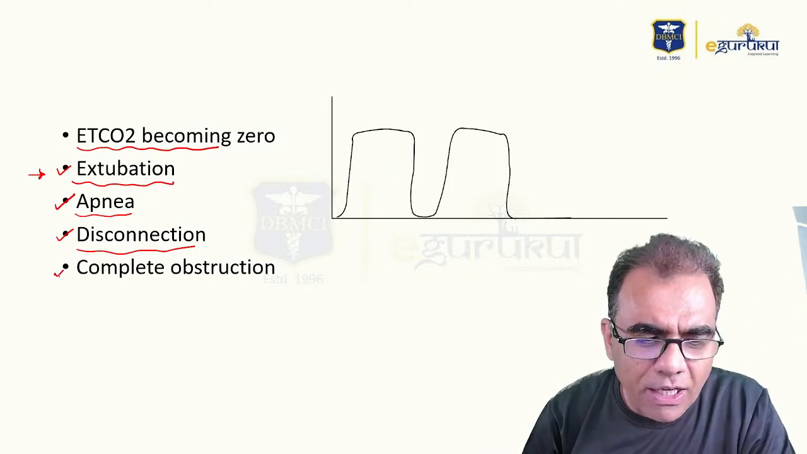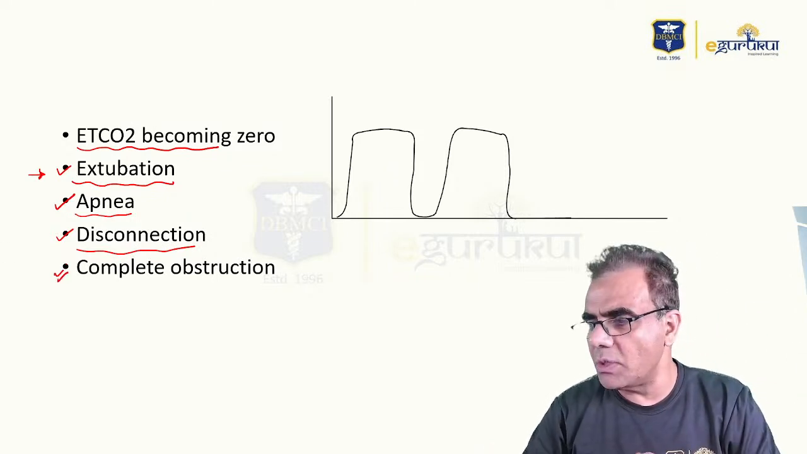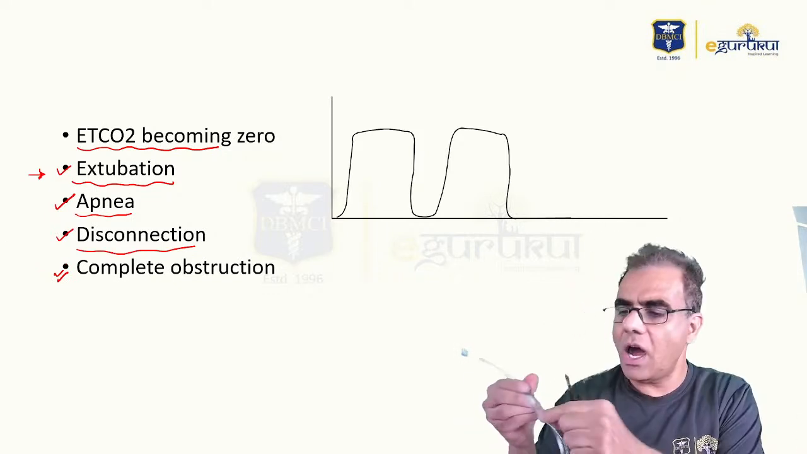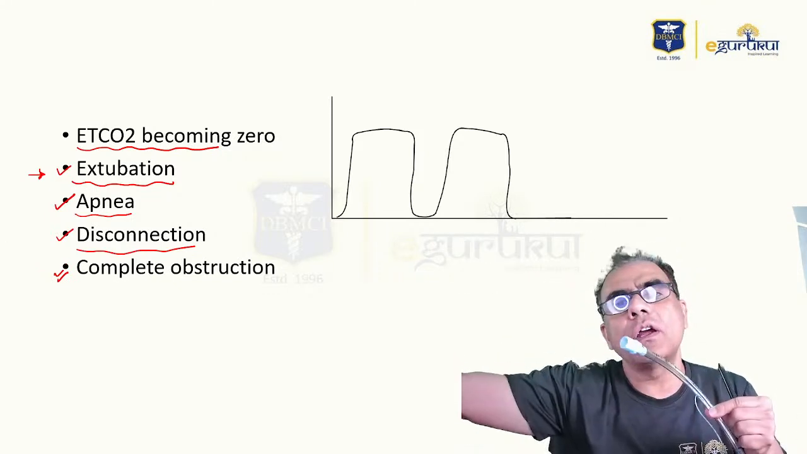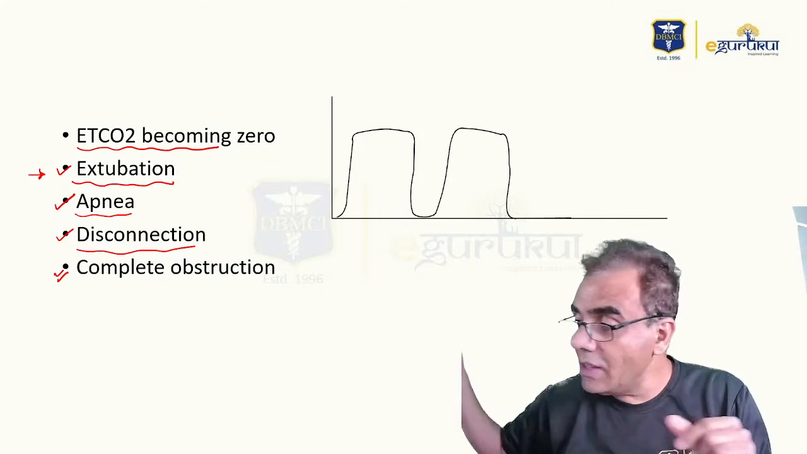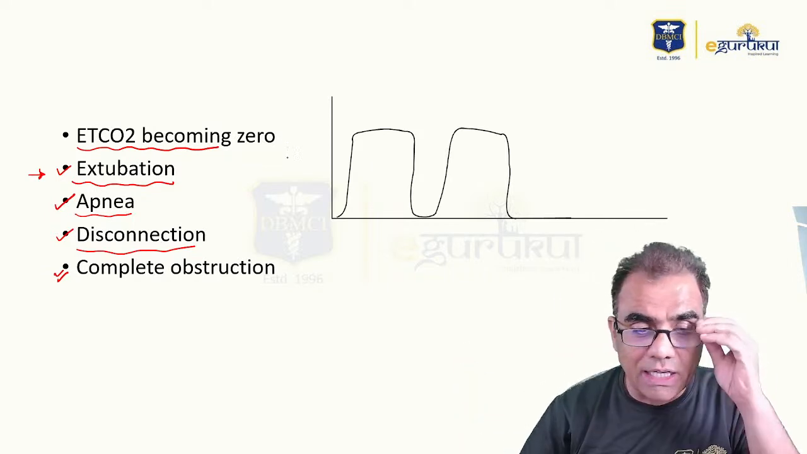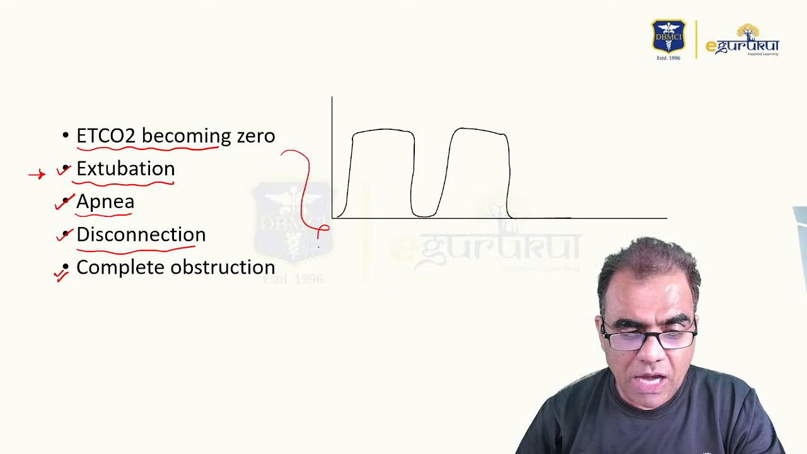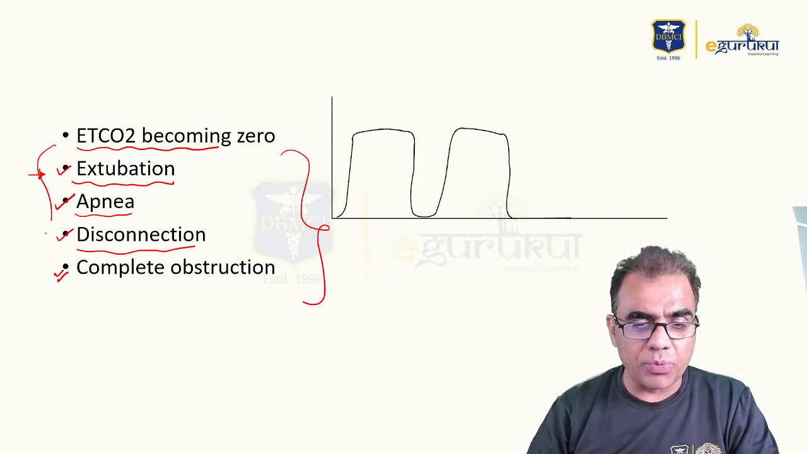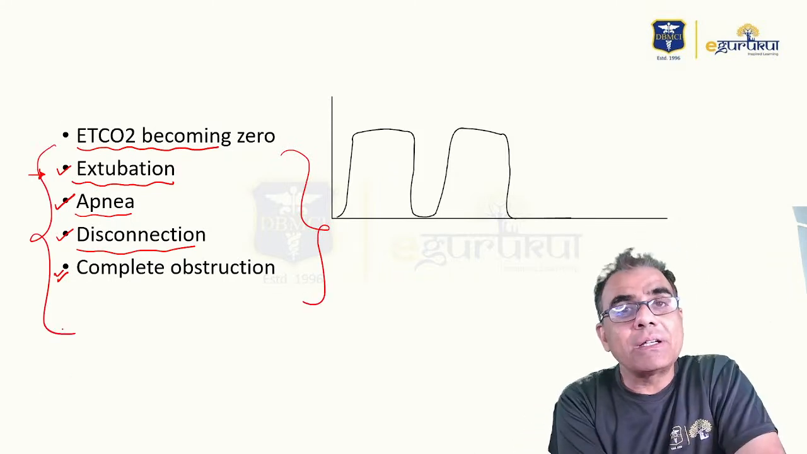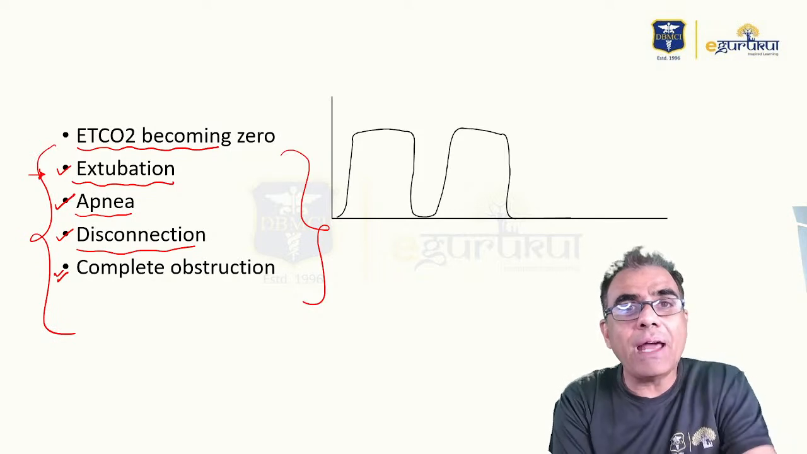Or if the tube gets completely obstructed. If the endotracheal tube is completely obstructed, then how will CO2 come out of the endotracheal tube? So again that can kill the patient. So all these conditions, extubation, apnea, disconnection, complete obstruction, can kill the patient, can cause hypoxic brain damage.